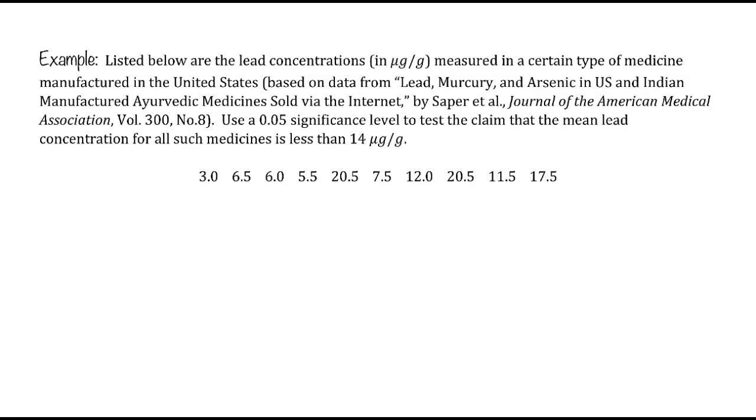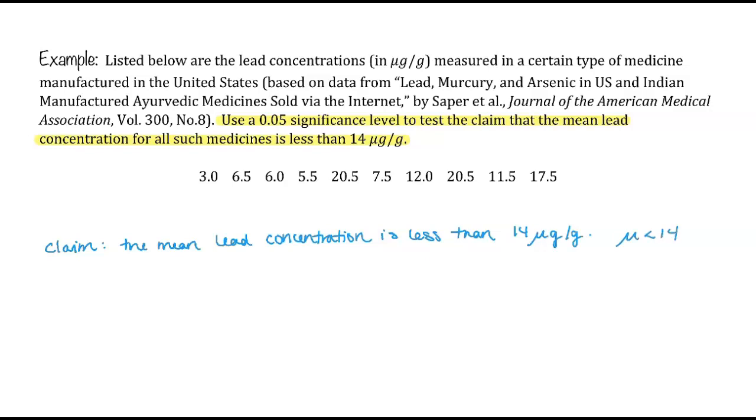The key information in this example comes from the last sentence. Here we find that the claim is that the mean lead concentration is less than 14 micrograms per gram. Writing this symbolically, we would have that the mean is less than 14. Now let's take a look at the sample data that we are given. One thing that's important to note is that nowhere in this example are we given a value for the population standard deviation. That is, sigma is unknown.